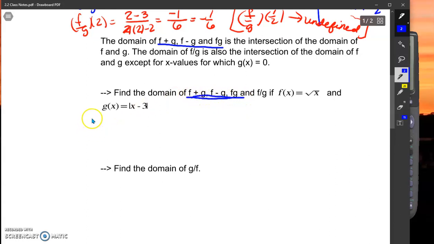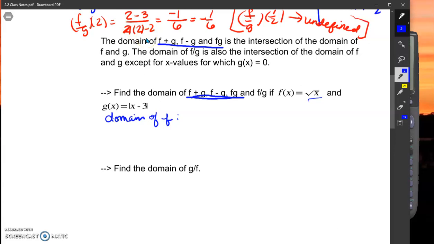So let's start with finding the domain of f plus g, f minus g, and fg. And to do that, we're going to start by finding the domain of f and the domain of g, and then we'll combine those. So the domain of f. f is the square root of x. So what numbers could x be, and it's going to be defined?